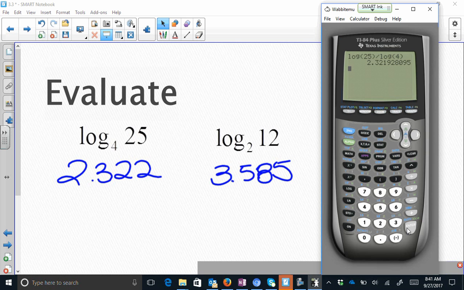Okay? You will have a question on your quiz that'll ask you, use the change of base formula to evaluate this logarithm. Please know how to use your calculator. Okay? I know right now it seems easy, but if you don't practice it, you're not going to remember it. Okay? And it's really disappointing to miss the easy ones on the quiz. Okay. All right, good.